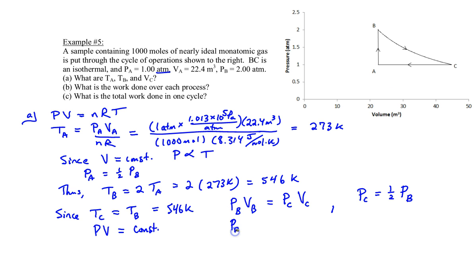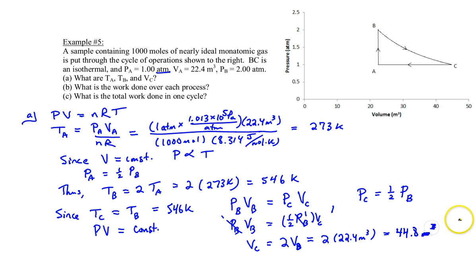So now we have pressure at B times volume at B equals half of the pressure at B times the volume at C. And so the pressures cancel out now, and we'll find out that the volume at C is twice the volume at B, which is 2 times 22.4 meters cubed, which gives you 44.8 meters cubed.